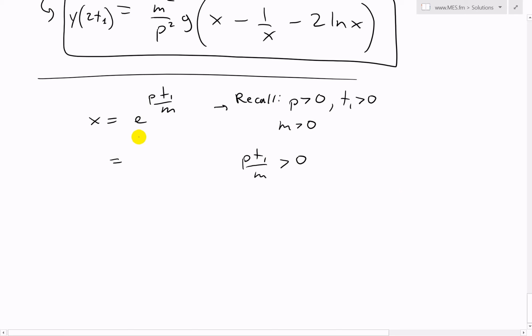So what do we have here? e to the pt1 over m. This means that this x value is greater than e to the 0, because these are all greater than 0. And recall that e to the 0 is just equal to 1. So this means that x is greater than 1, because e to the 0 is 1, and this is greater than e to the 0. So x is greater than 1.